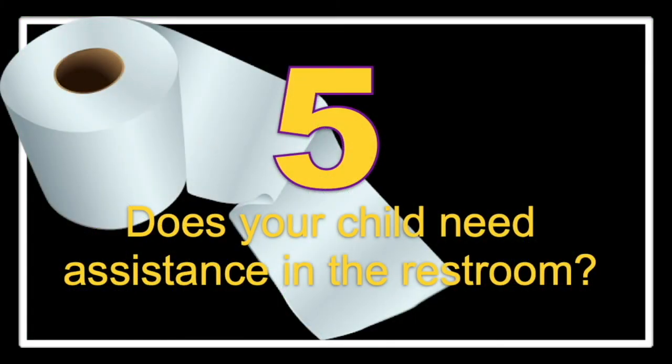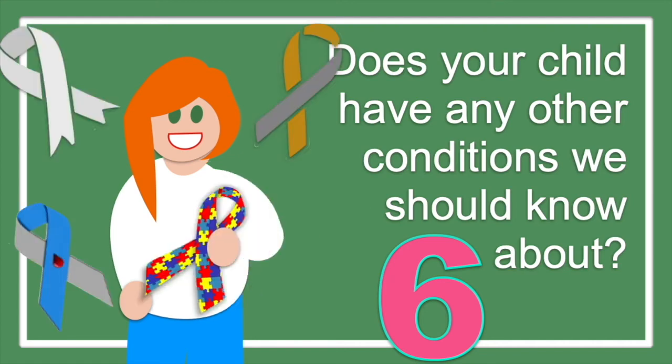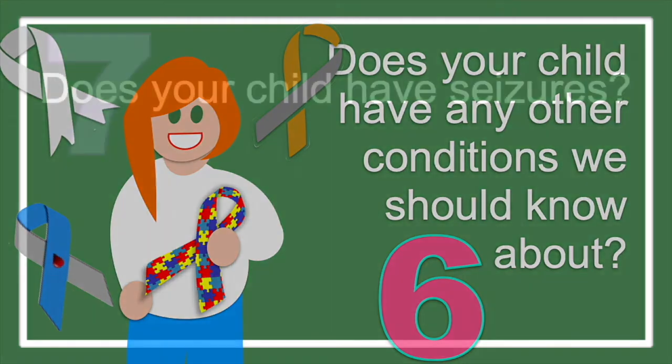Number 5, does your child need assistance in the restroom? Understanding restroom expectations and having an agreed upon plan before a child needs to go to the bathroom is important. So even if it's uncomfortable, ask. Number 6, does your child have any other conditions that we should know about? It is not uncommon for people who have cerebral palsy to also have other co-occurring conditions such as autism. The more you know, the better you can serve the child.